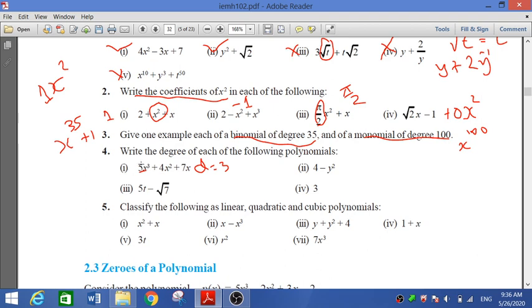Why? Because we already write the degree. So the highest degree is x to the power 3. Here y to the power 2, so degree is equal to 2. Here t to the power 1, so degree is equal to 1.